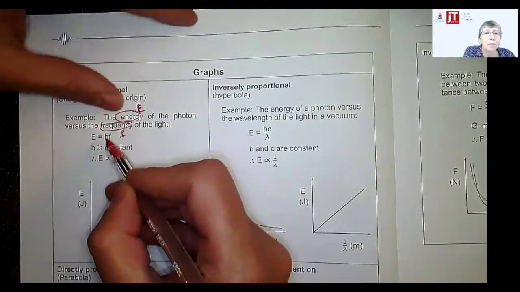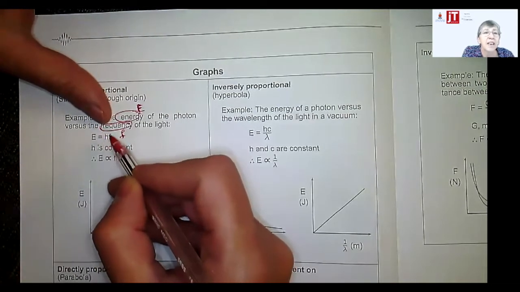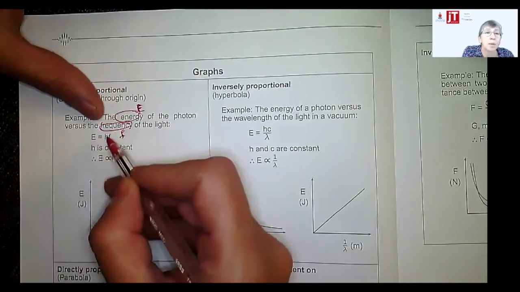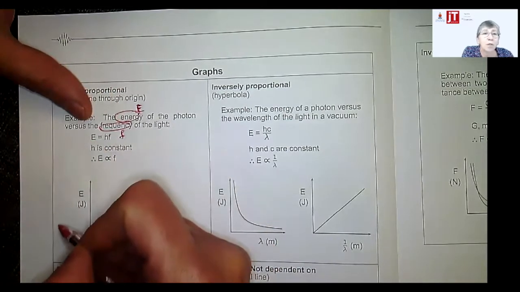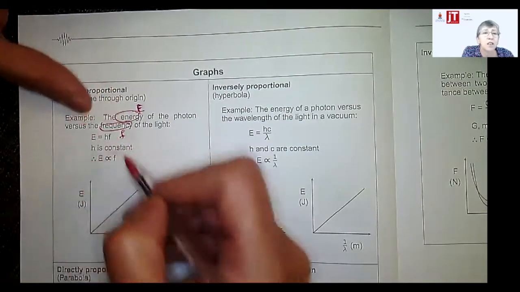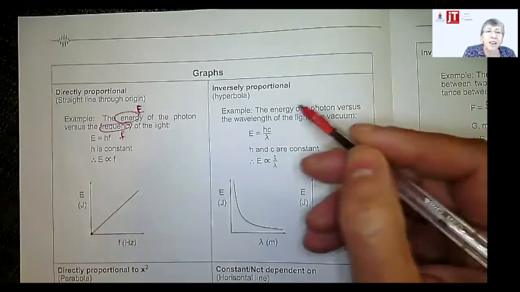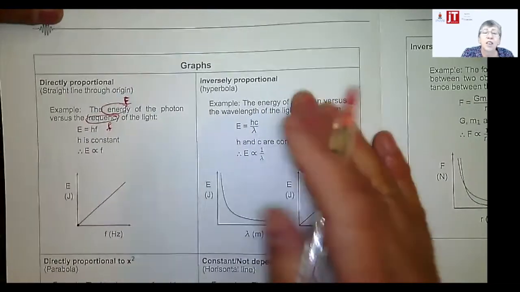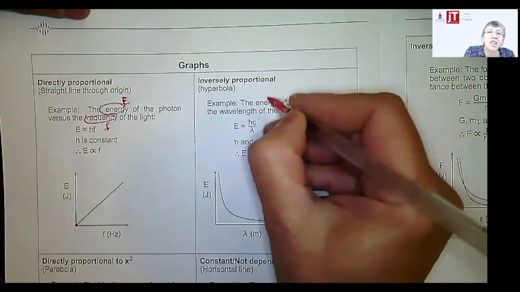If h is constant and f doubles, it means the right-hand side doubles, and therefore the left-hand side will double. If f increases with a factor 2, then E will increase with a factor 2. Same for decrease. Right, so it's a straight line. And remember, it's through the origin. In the next video, we will look at straight lines that do not go through the origin. Right, we're looking at the next one, the energy of a photon.